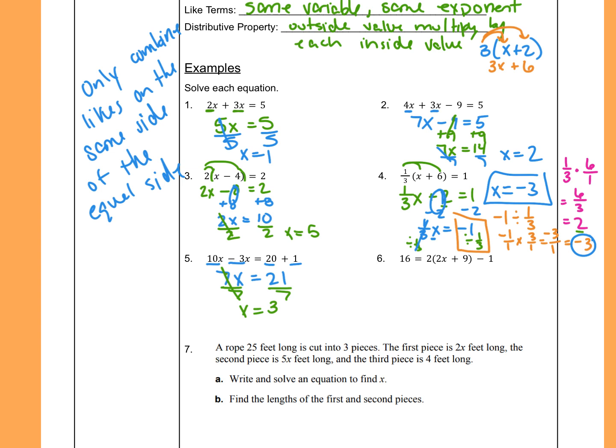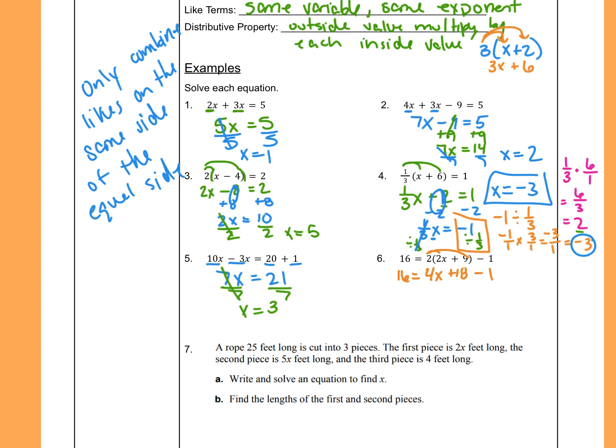On number 6, I see distributive property. I always want to take care of distributive property. It always comes before combining like terms, just so we can see all the different terms that we have. So when I do this distributive property, I have 2 times x is 4x. 2 times positive 9 is positive 18, and then we stop multiplying because that's our only distributive property. So this minus 1 is not going to change, and we still have 16 equals out front here, so that's not going to change either.